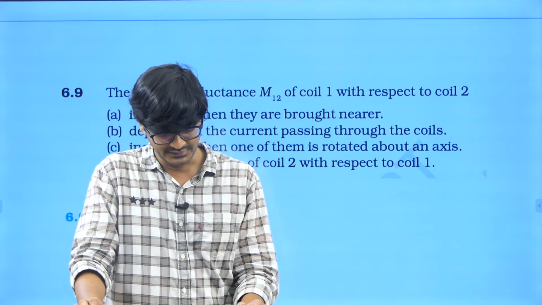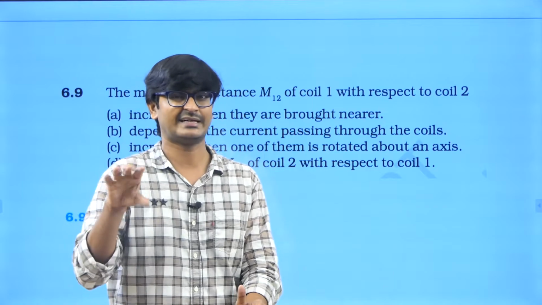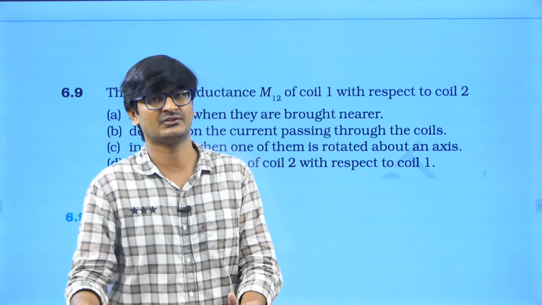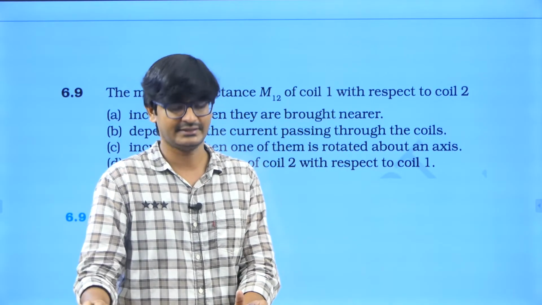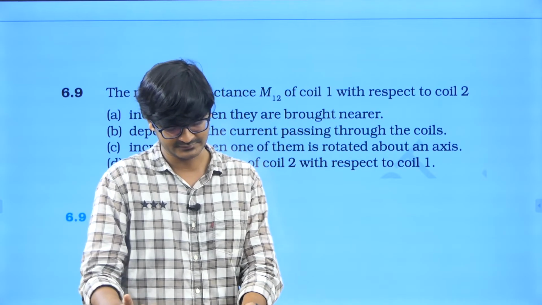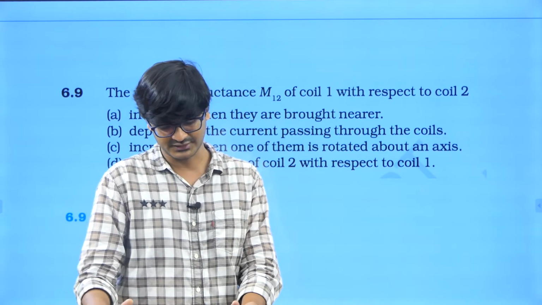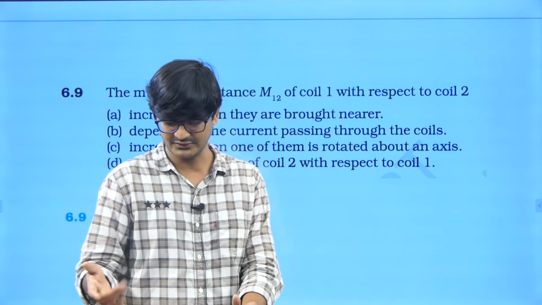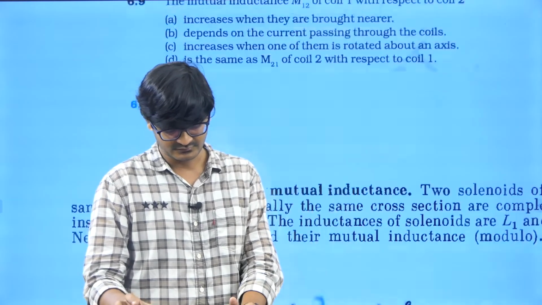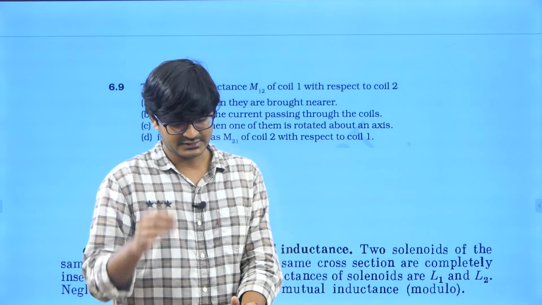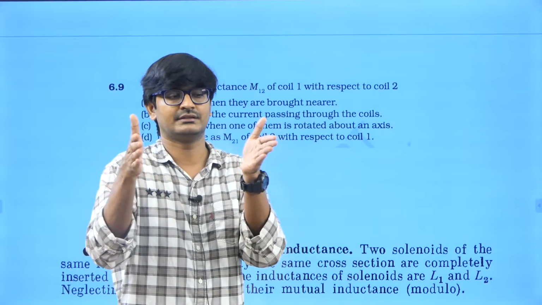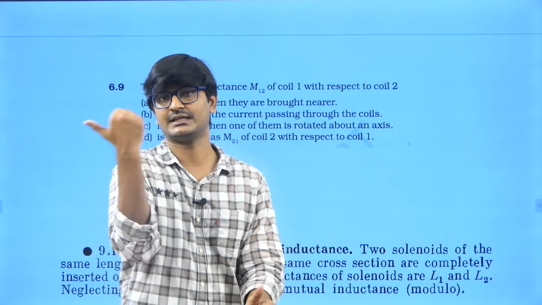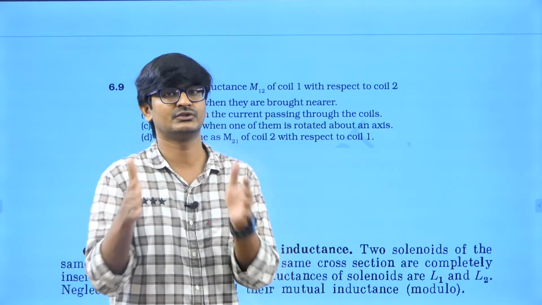Now what about B? Depends on current passing through the coils. Mutual inductance doesn't depend on the current, it depends only on geometry and orientation, right? It increases when one of them is rotated about an axis. There is no way you can conclude that. Now what we understood here is that when you bring them closer, the flux piercing through the other loop is going to increase, so mutual inductance is going to increase.